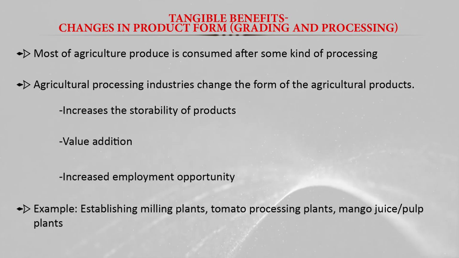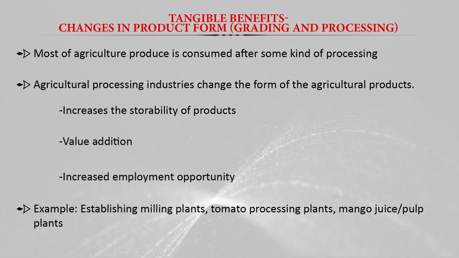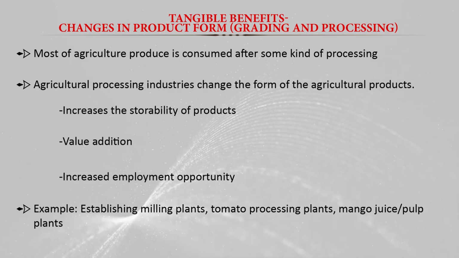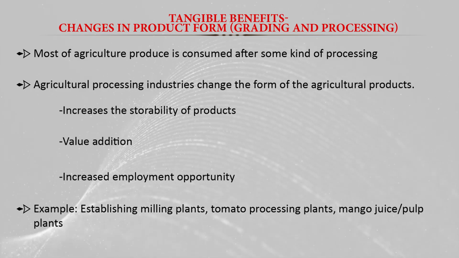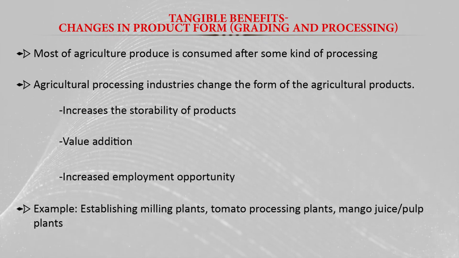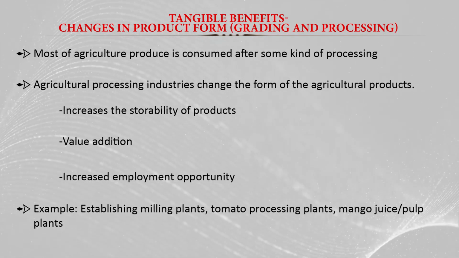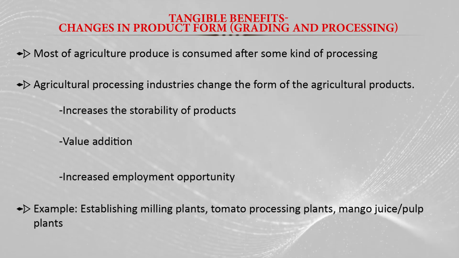So it is basically form utility. We change the form of the produce from raw to processed product. So we get more prices, and these higher prices we can easily measure. So it is a kind of tangible benefit.